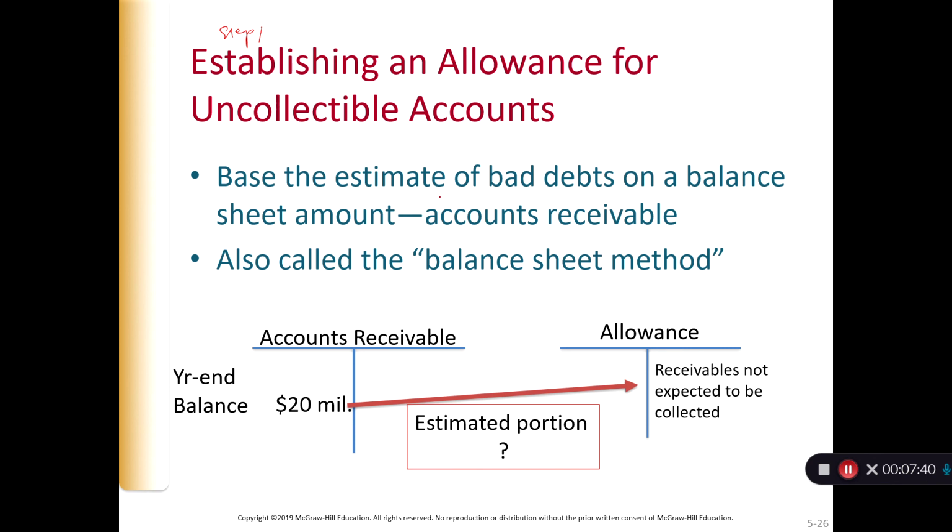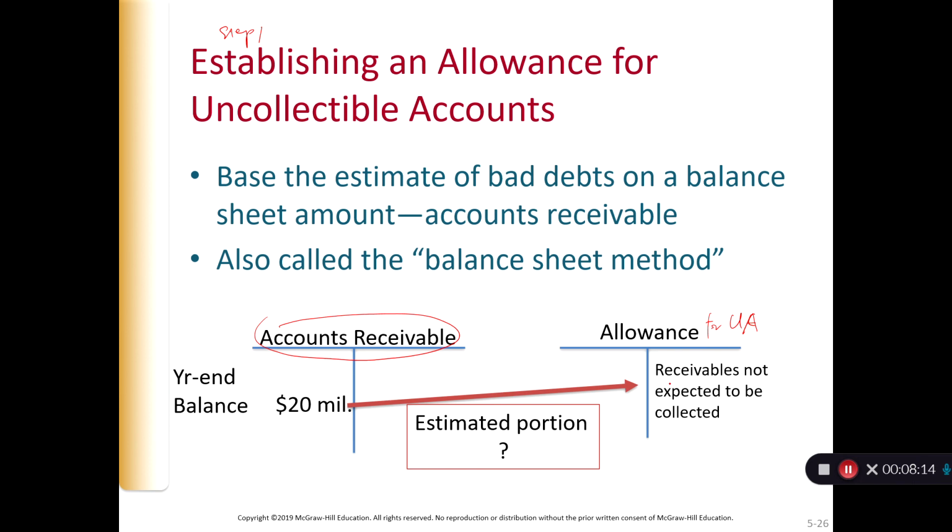So base the estimate of the bad debts on the balance sheet amount, accounts receivable. And it's also called the balance sheet method. Another way is that if you have a $20 million accounts receivable, based on your experience of dealing with your customer base, whatever portion you think you're not able to collect, you will credit that portion on the allowance account. Allowance for uncollectible accounts.